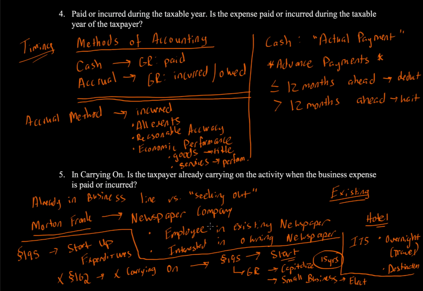Now, if you are already in an existing business line and you're doing these items, then you can deduct it immediately. And that really concludes the fourth and fifth requirements of Section 162.